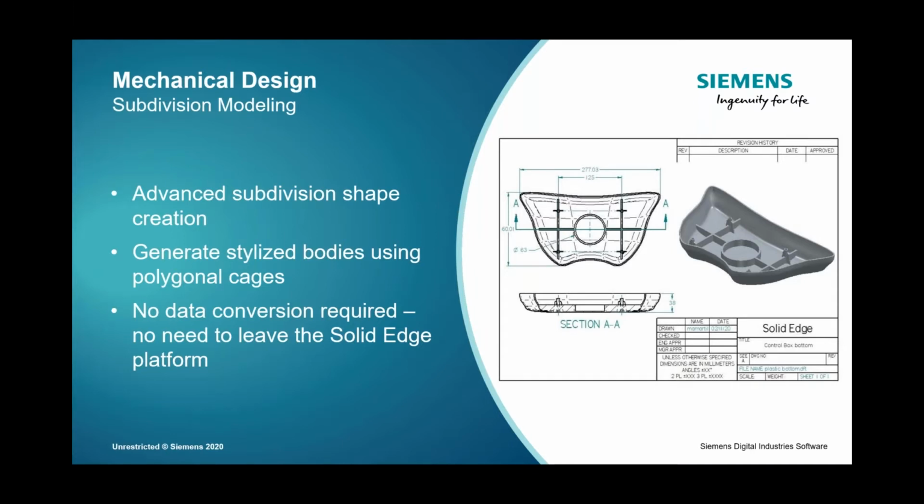And what you see is that it's really easy to create those shapes. You just use that polygonal cage, and it takes a little while to get the hang of it, but once you do, it goes really, really fast. The great thing about it is that it's right inside Solid Edge. It's built in. There are no specialized tools, no other products to buy. All you need is Solid Edge.